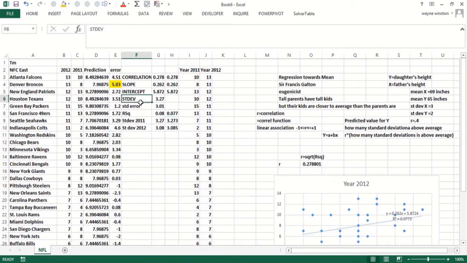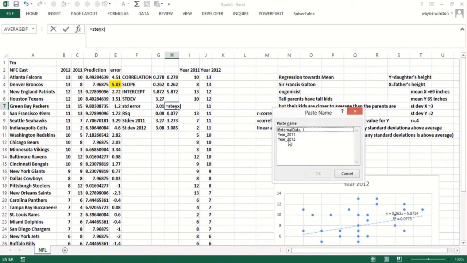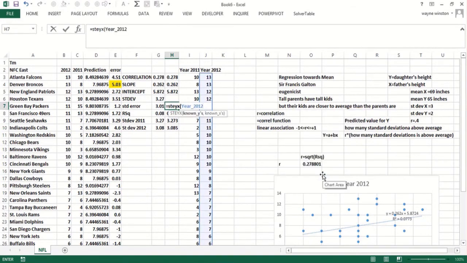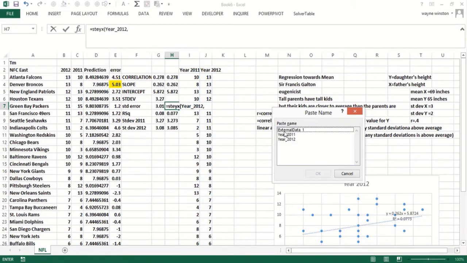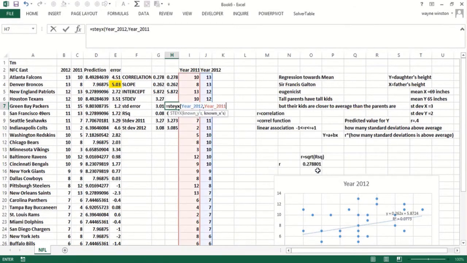Now these things we don't really need here. This would be the standard error of the regression, which we talked about from the Analysis ToolPak. If you want to do the standard error, how accurate this tends to be, you put 2012 first, because it's what you're trying to predict, 2011 second.